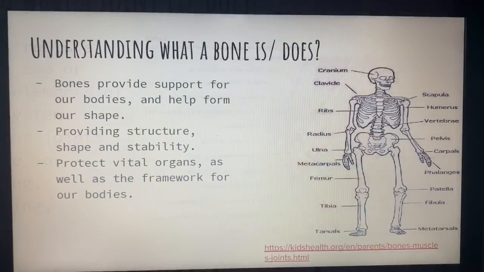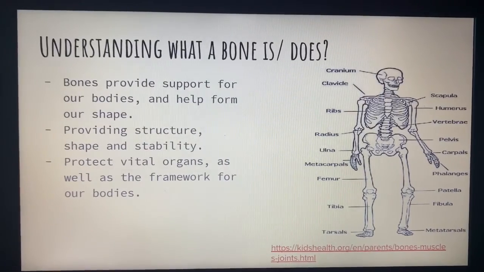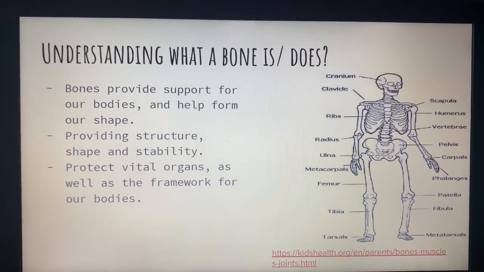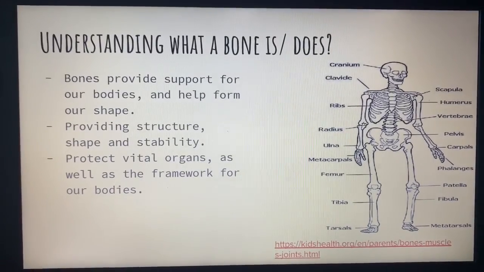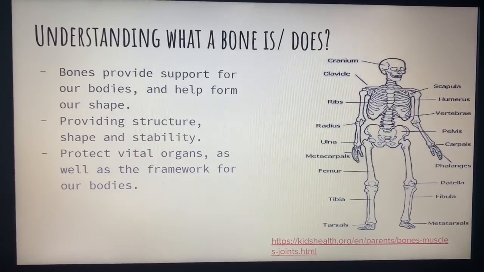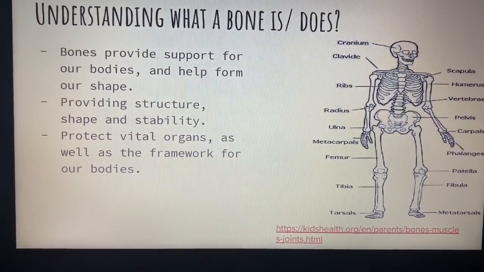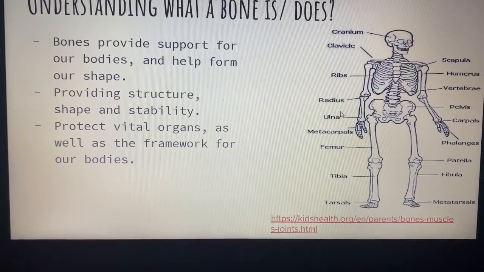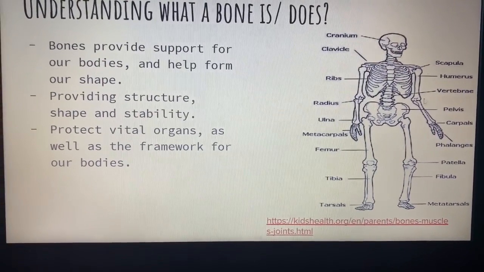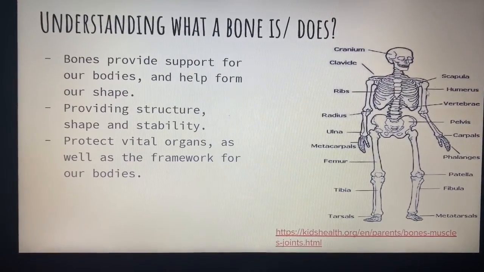So now we are taking a look at what a bone is. Bones provide support for our bodies and help form our shape. They provide structure, stability, and shape as well, protecting vital organs as well as being the framework for our body. Over here is just a little skeleton with some of the more known bones, so the cranium, clavicle, ribs, radius, ulna, and metacarpals, all shaping our bodies and basically overall being the framework.